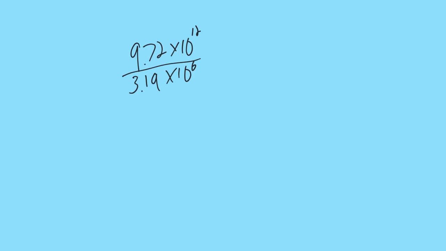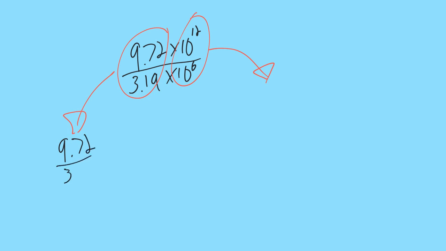So here's my problem. I have 9.72 times 10 to the 12th divided by 3.19 times 10 to the 6th. The first thing I'm going to do is split these two things up into different parts. So this section is going to come over here, and this section is going to come over here. So 9.72 divided by 3.19 is going to work just like normal. But my exponents are going to come over here, and we're going to fiddle with them a little bit.